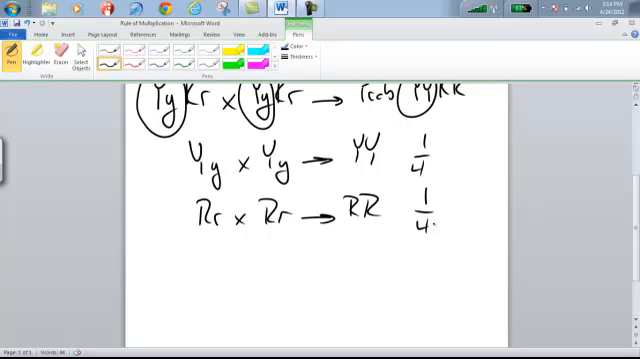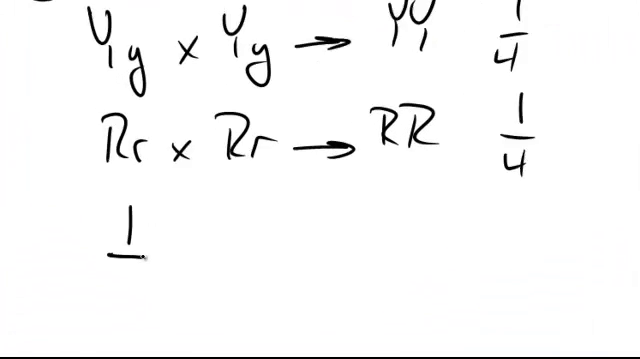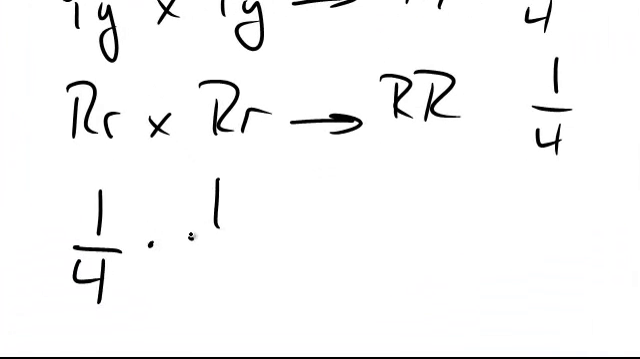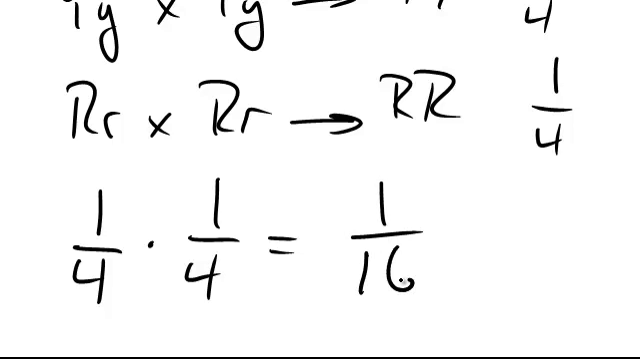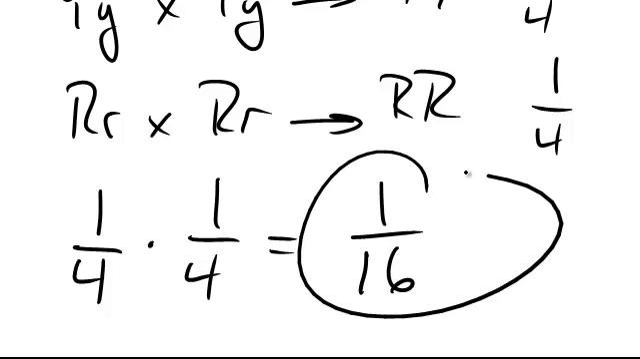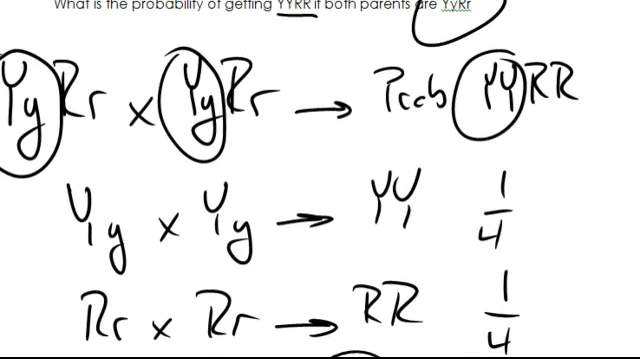And then to figure out the probability that they would occur together in some combination, you multiply them. So 1/4 times 1/4, and that's going to give you 1/16. And that would be the same probability that you would end up with if you went back to your problem here and did that as a big 16-square Punnett square. You'd have a 1/16 chance.